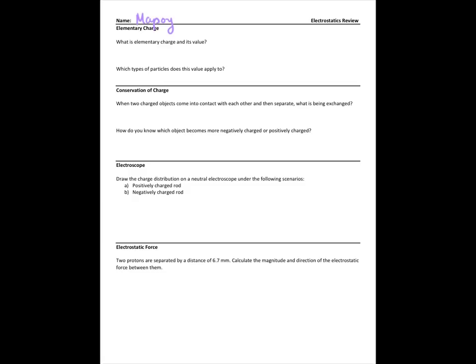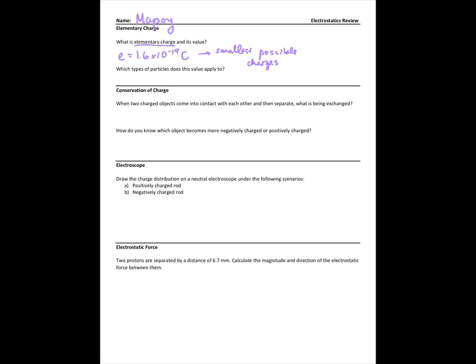Alright, so we start with elementary charge. And what is elementary charge? We symbolize elementary charge with E, and its value is 1.6 times 10 to the negative 19 coulombs. Alright, so this you can find on the reference table, but what is it exactly? It's the smallest possible charge. So that means when it comes to possible charges, they can only be done in multiples of E, okay? So E here doesn't stand for electrons, it stands for elementary charge.